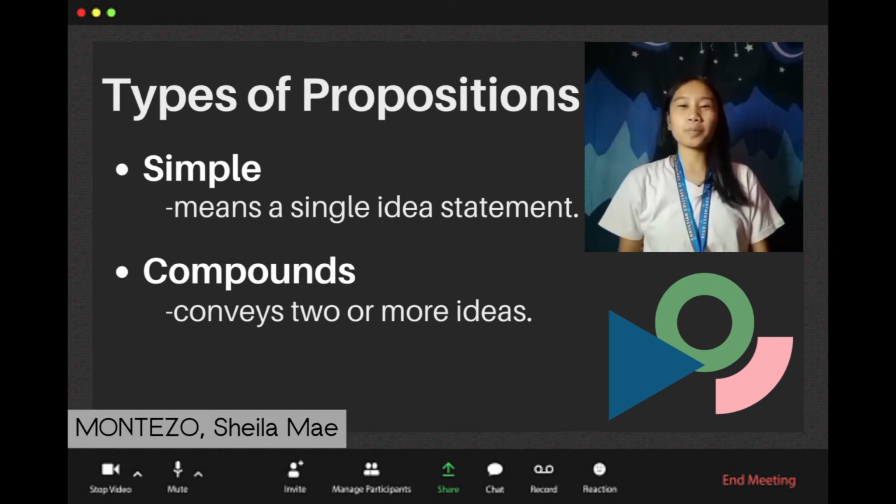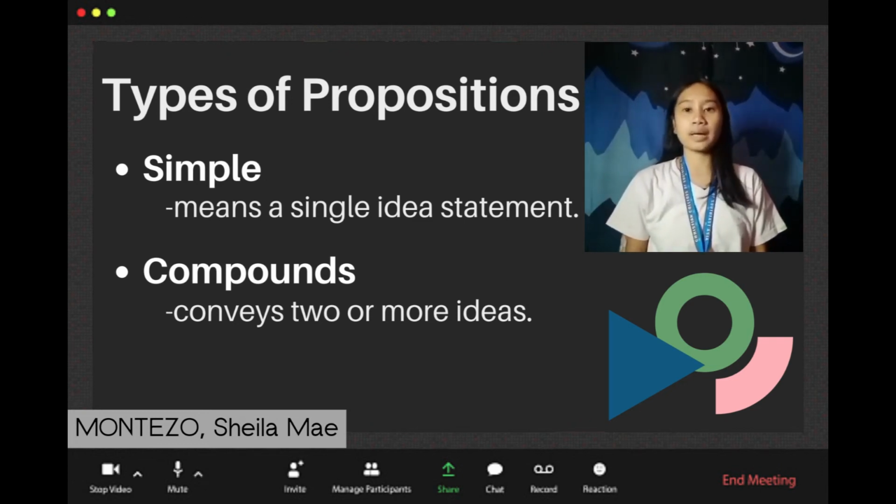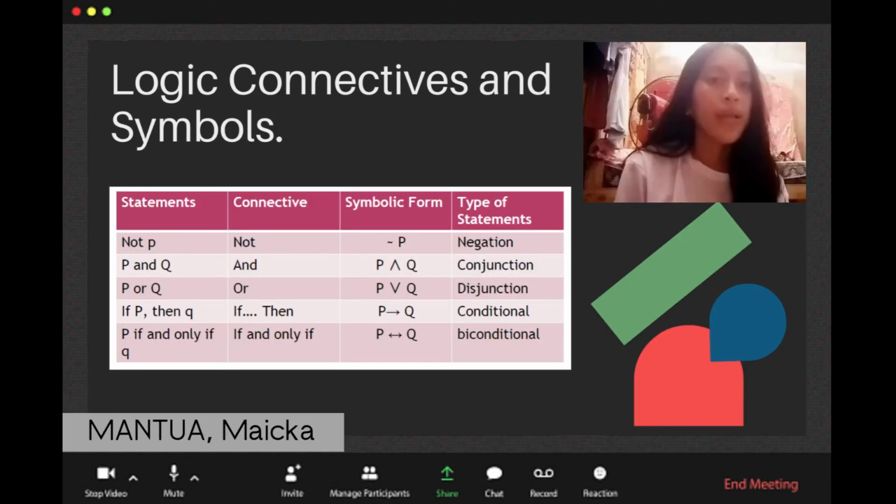Types of propositions. 1. Simple means a single idea statement. 2. Compound conveys two or more ideas. To give you examples of logic connectives and symbols, and also the quantifiers, I present to you, Miss Mantua. Bring it on, girl. Thanks, girl.